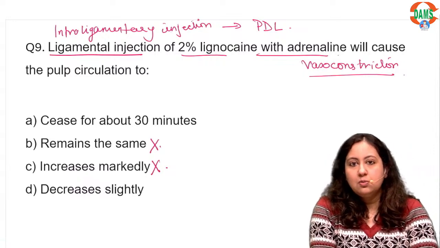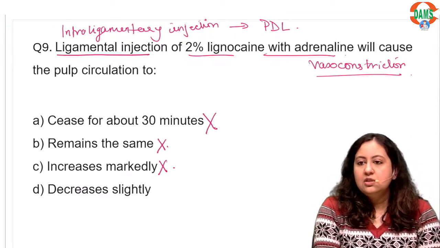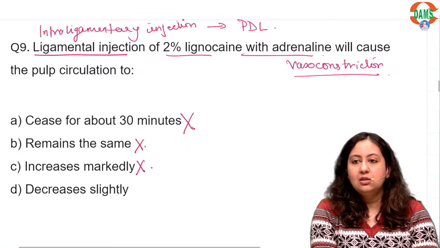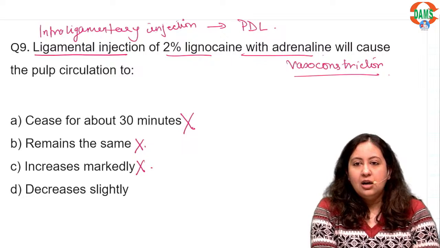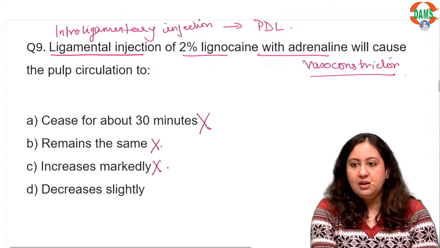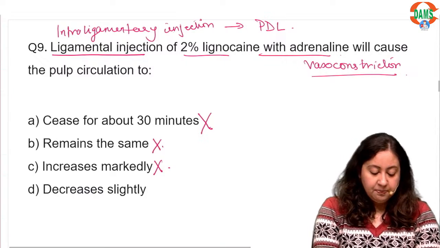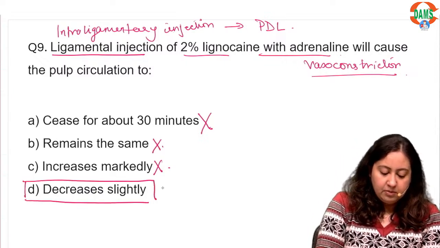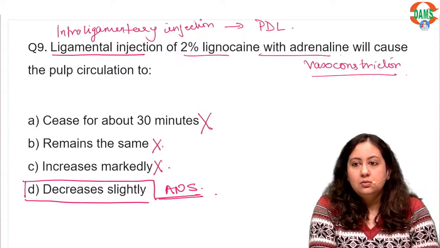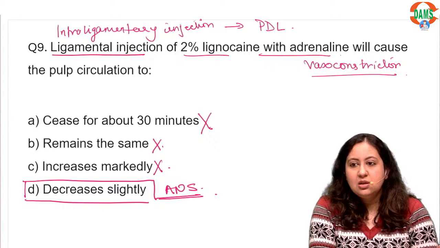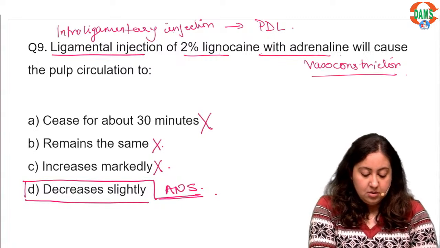Now the confusion remains between option A and option C. Ceases for about 30 minutes. This is also incorrect. See, in spite of the fact that the pulp vessels are very tiny, the blood supply will not cease completely. Otherwise, the tooth will become non-vital. So it won't cease, but it will slightly decrease. The blood flow to pulp is not going to stop. It's only going to decrease slightly, because only vasoconstriction is happening. Understood?